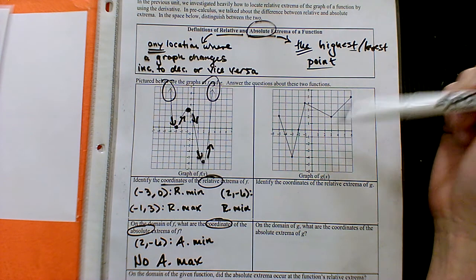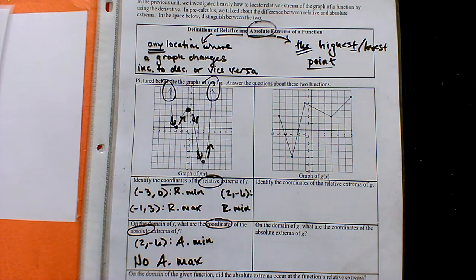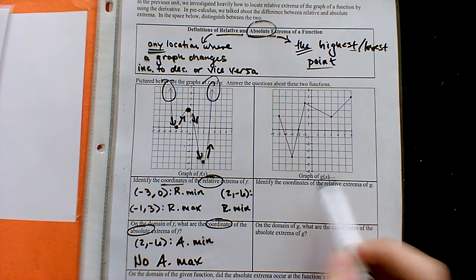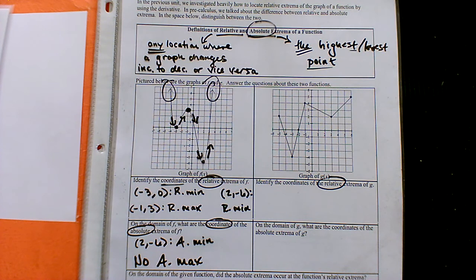Let's go ahead and take a look at g of x. It's not necessarily a polynomial. We don't have smooth curves going on here. They're more jagged, sharp points. Can we find relative extrema, relative maxes and mins?